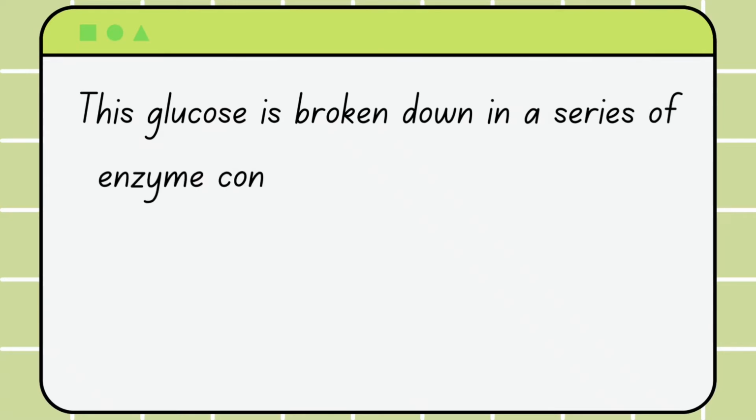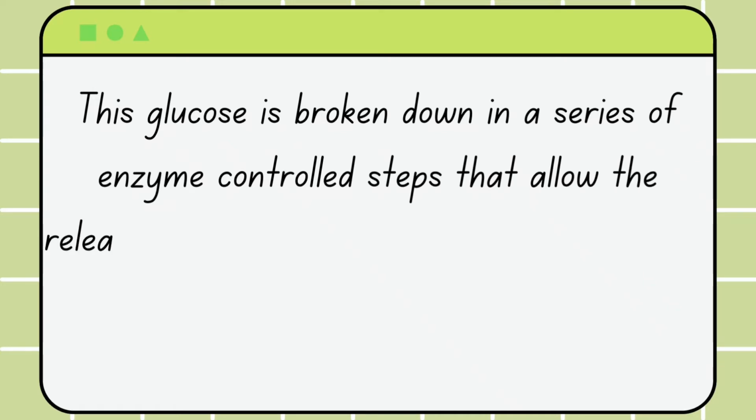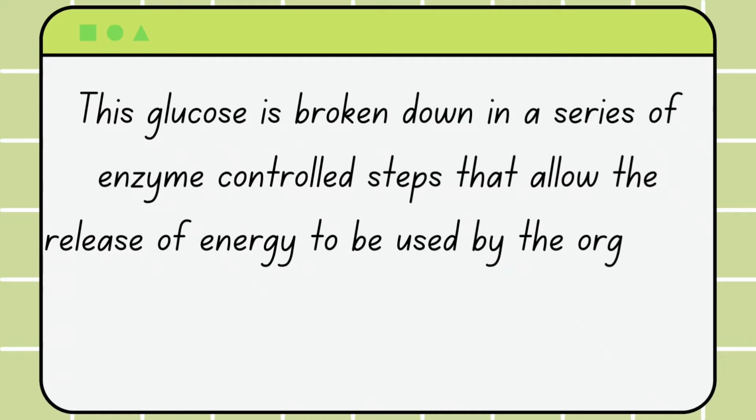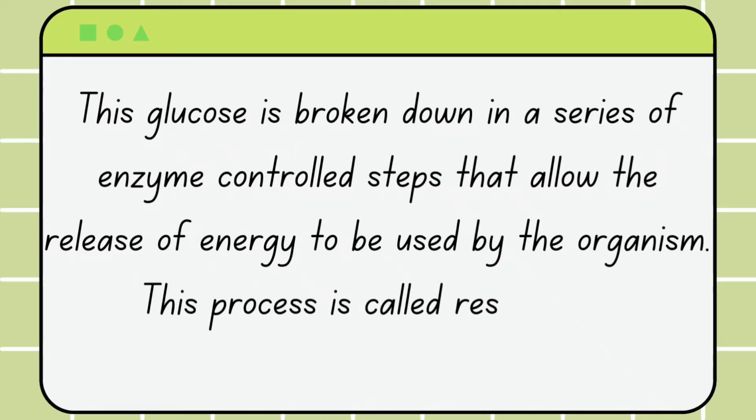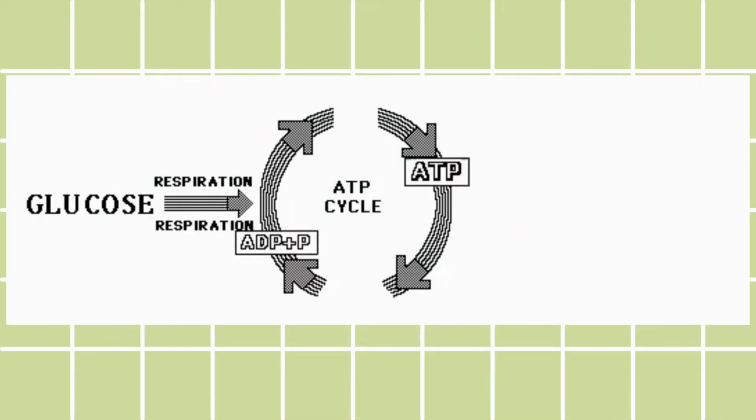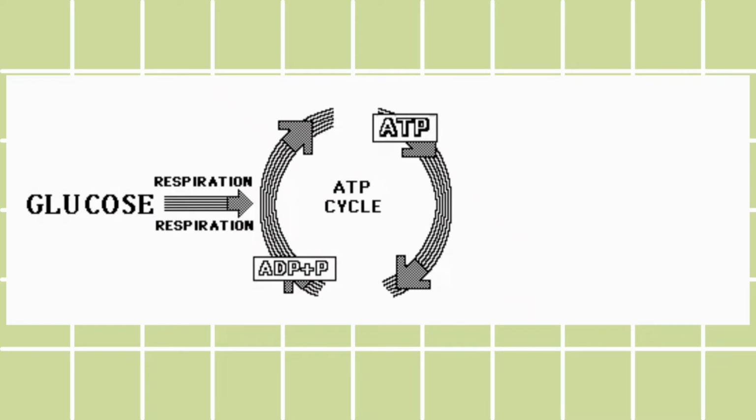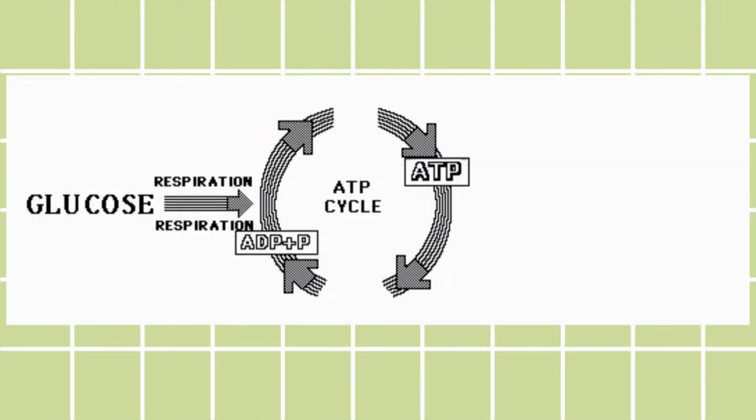This glucose is broken down in a series of enzyme-controlled steps that allow the release of energy to be used by the organism. This process is called respiration. Glucose, respiration, ATP, ATP cycle, ADP plus Pi, energy.